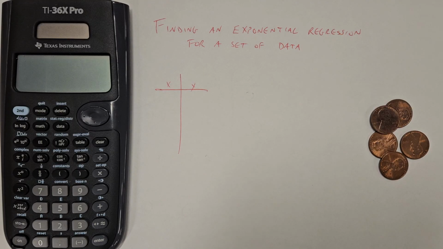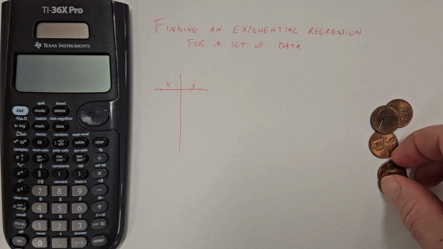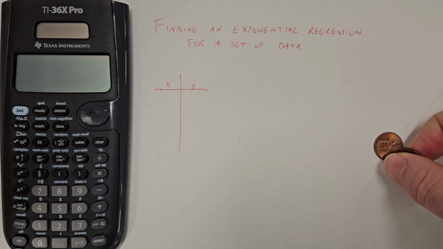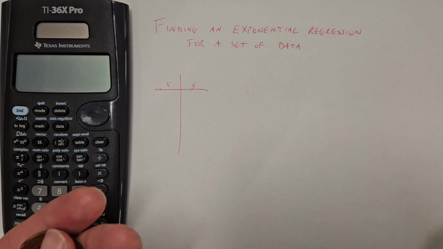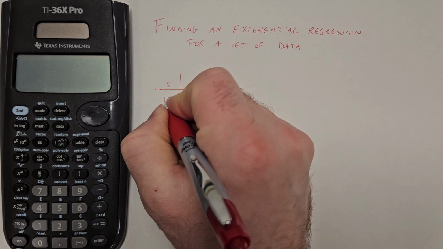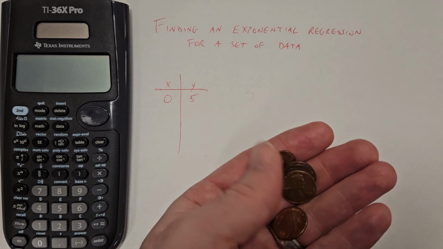I'm going to show you how to find an exponential regression for a set of data. First thing though, I need to generate some data. So I'm going to take these 5 coins and flip them until turning up tails eliminates them. I have not flipped them any times yet, so 0 flips means I still have 5 coins.